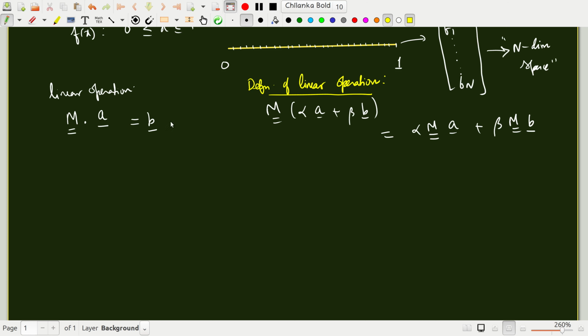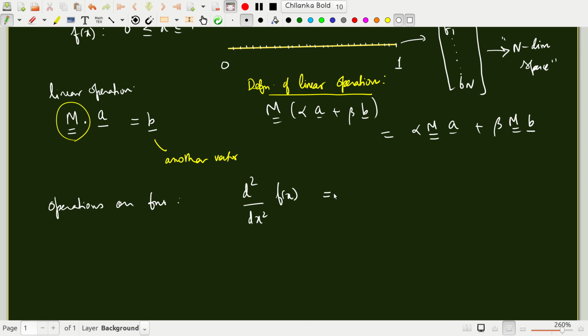Now similarly, if I take a vector A and operate on it with a linear operator as defined here, then in general the output will be another, different vector B. In a similar fashion you can have operations on functions. For example, you can have d squared by dx squared operating on a function to give rise to another function, or you can integrate a function to give rise to another function. So these are all operations on functions, very similar to operations on finite dimensional vectors.